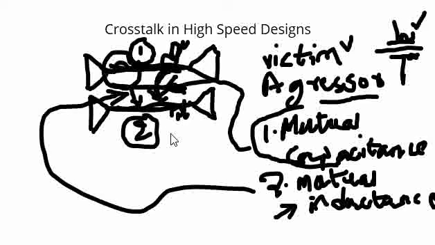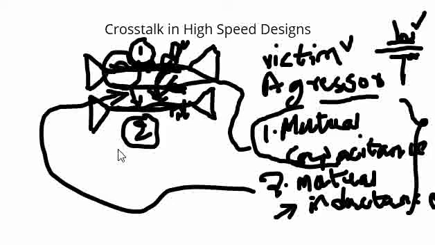As we know, if there is some variation in one trace, the magnetic field around it causes current in the other trace as well. It is a simple law called Faraday's law, which we studied, right? So that is one of the reasons for mutual inductance. These two are the scenarios which cause crosstalk in PCBs.